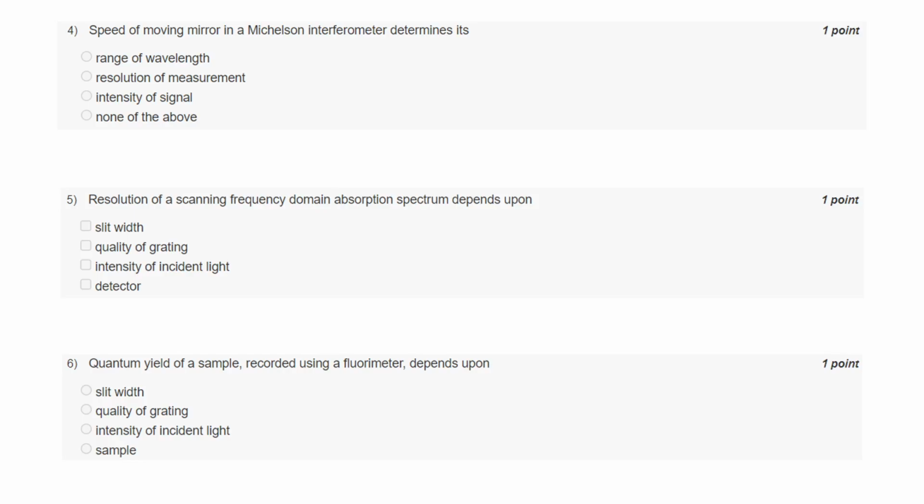Anyway, question number 4: speed of a moving mirror in Michelson interferometer determines what? Resolution of the measurement. It doesn't give the range of wavelengths, right?